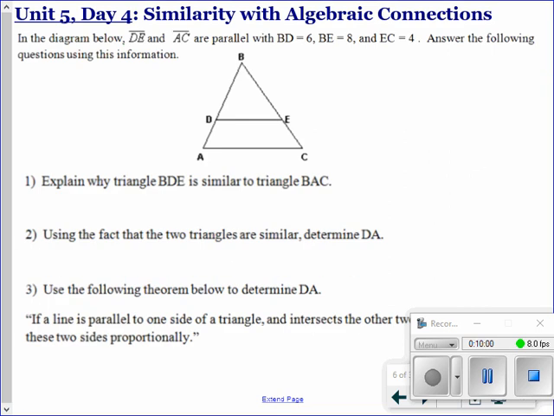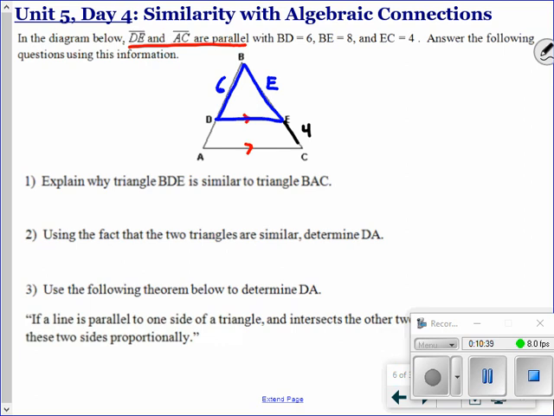So for the rest of the class, we're going to practice solving for missing sides of similar triangles. Part of this is going to be a little confusing, so at any time you can pause and go backwards. We're starting out knowing some things are parallel. So DE and AC are parallel. They tell me BD is 6, BE is 4. That's giving me two sides of that triangle. They tell me EC is 4, which is giving me a piece of the bigger triangle.